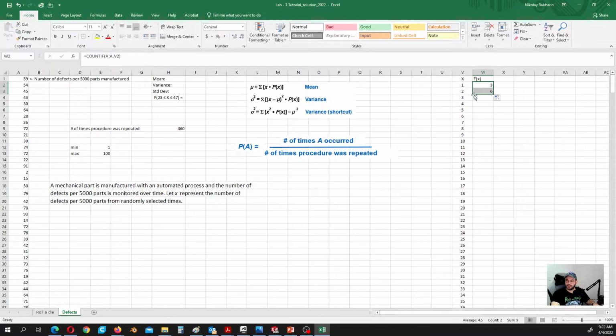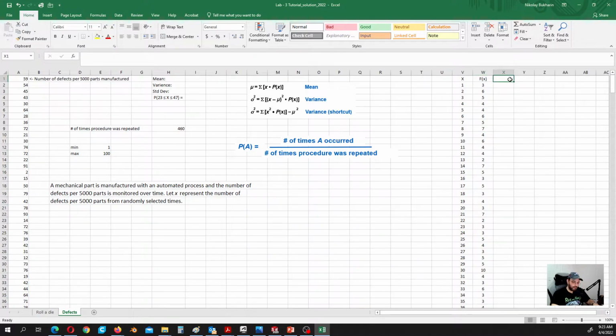So if you drop down, now you see it's fixing that range and then moves to the next point here. Okay, and we can double click here. That's what we have. Those are our frequencies. Here we have 8 defects, so 7 times. So 7 times we tested 5,000 parts and got 8 defects among those 5,000 parts.